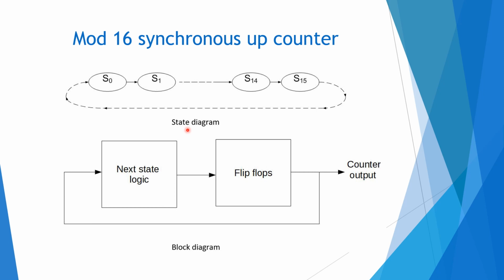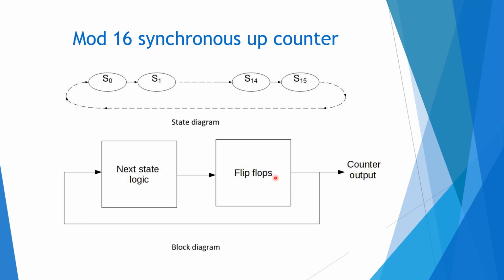There is a design procedure for synchronous counters, and first you have to draw the state diagram. That is S0, S1. Here we have taken mode 16, so there are 16 counter states. It counts from S0 to S15 in a proper manner, and this is the block diagram of the synchronous counter. Again we will be using flip flops. You can use any type of flip flop, D, JK or T, but here we will be using JK flip flop because the circuit will be much simpler.